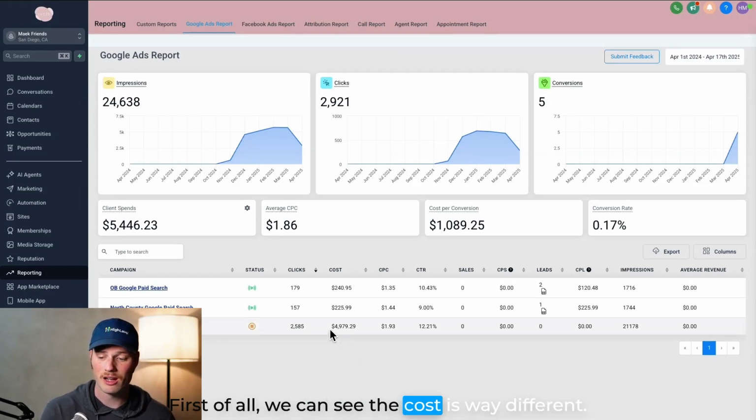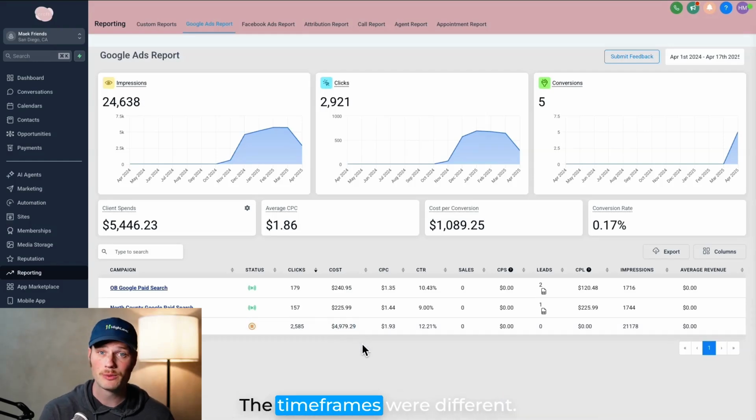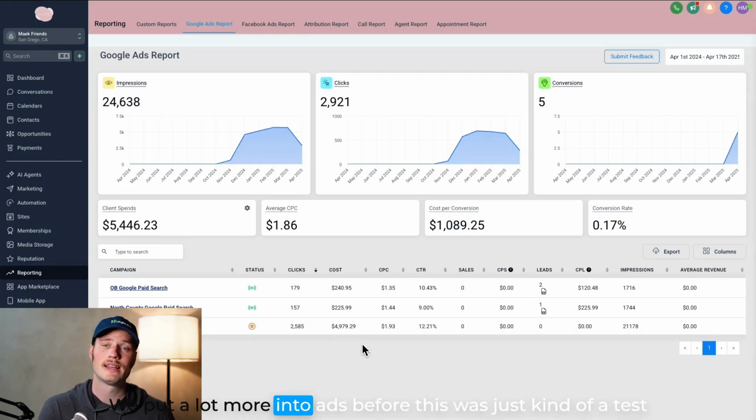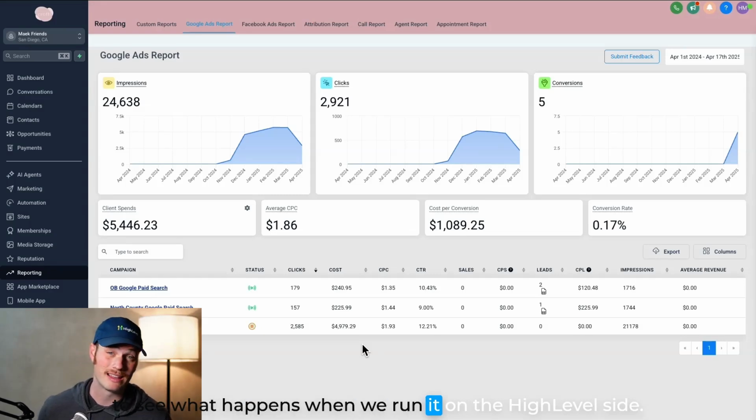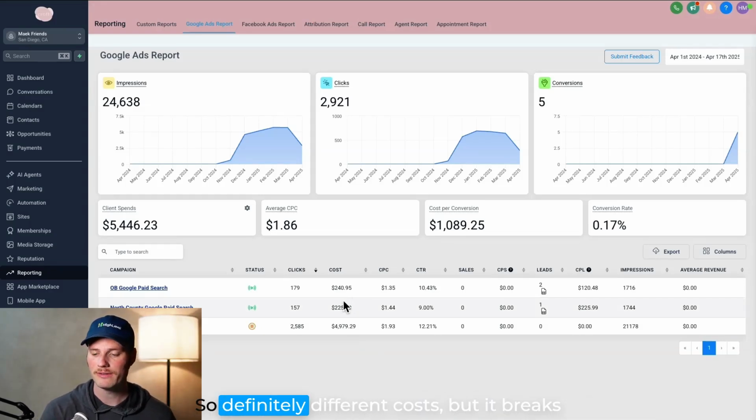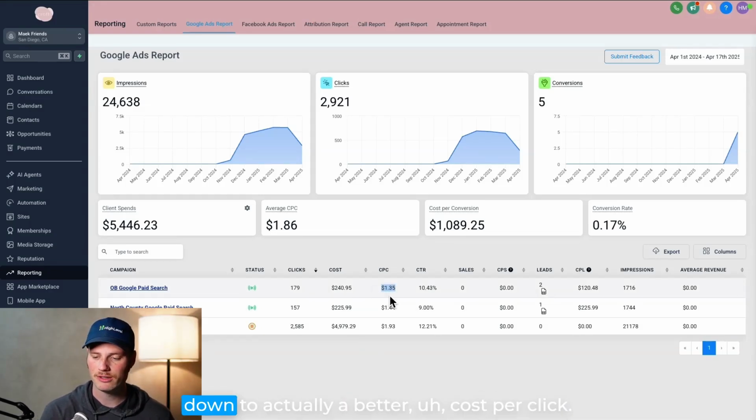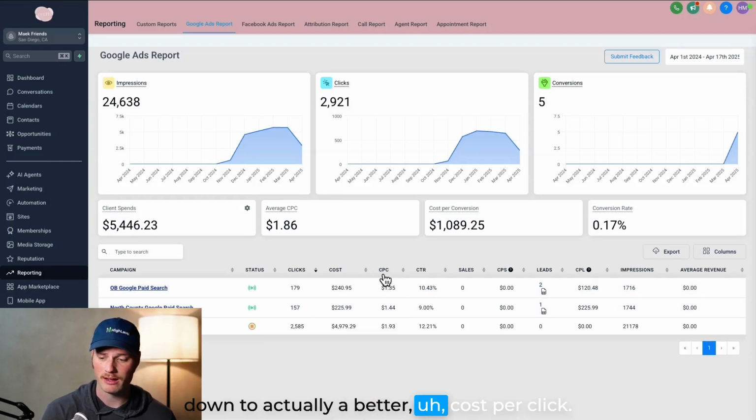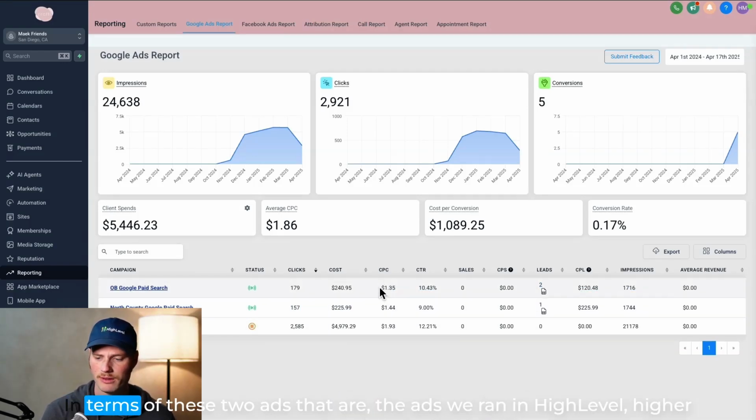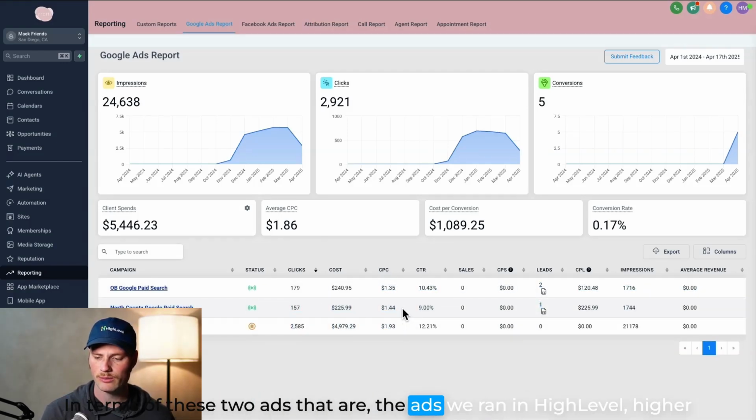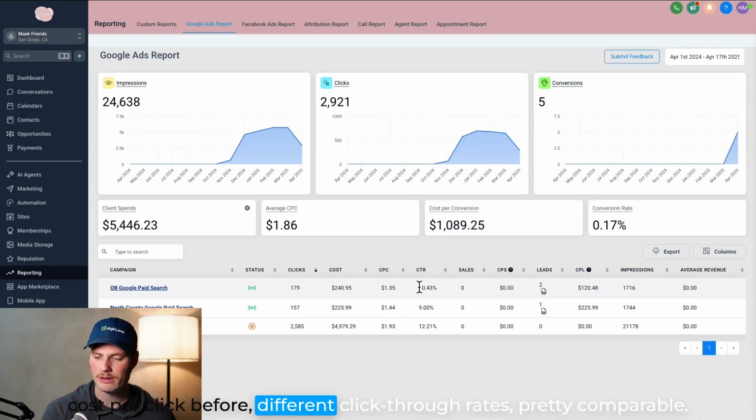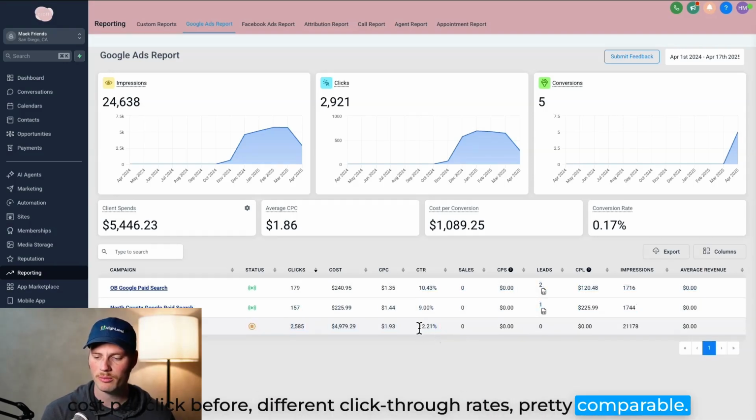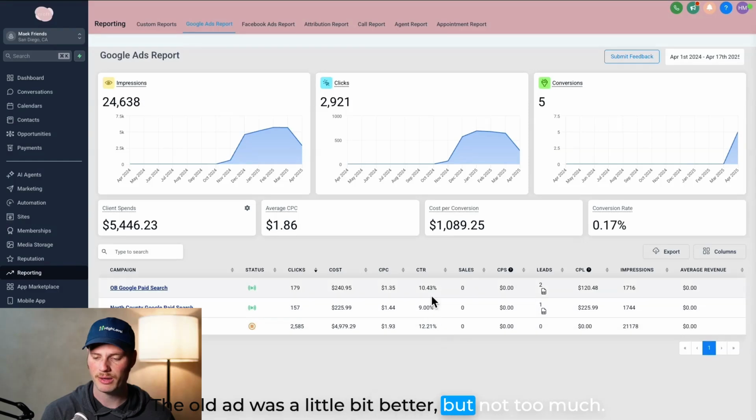First of all, we can see the cost is way different. The time frames were way different. We put a lot more into ads before. This was just kind of a test to see what happens when we run it on the High Level side. So definitely different costs, but it breaks down to actually a better cost per click in terms of these two ads that are the ads we ran in High Level, higher cost per click before. Different click-through rates, pretty comparable. The old ad was a little bit better, but not too much.